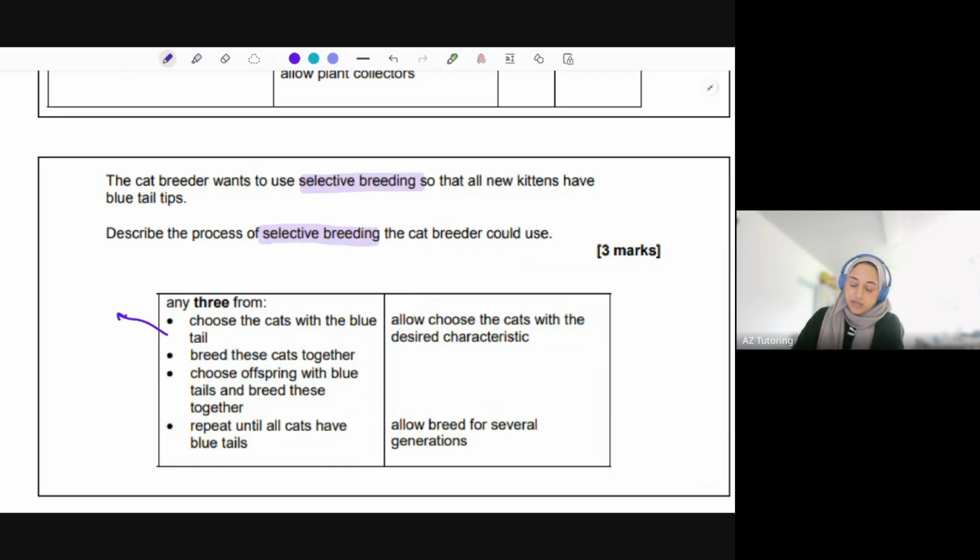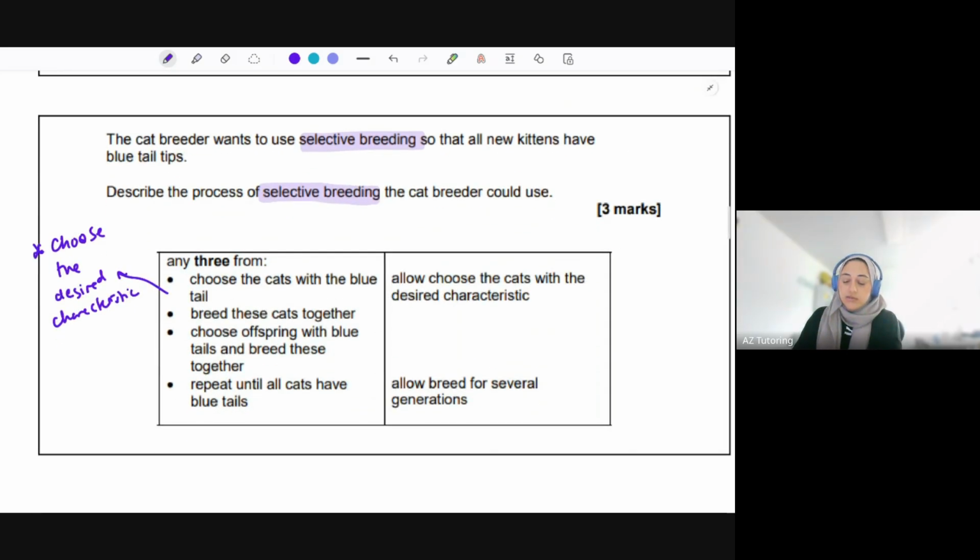So your first part, you always say choose the desired characteristic. So if you get a question tomorrow on, say, you want a particular color eye on a dog, for example, that's the desired characteristic you're choosing. So that's where your first mark comes from.